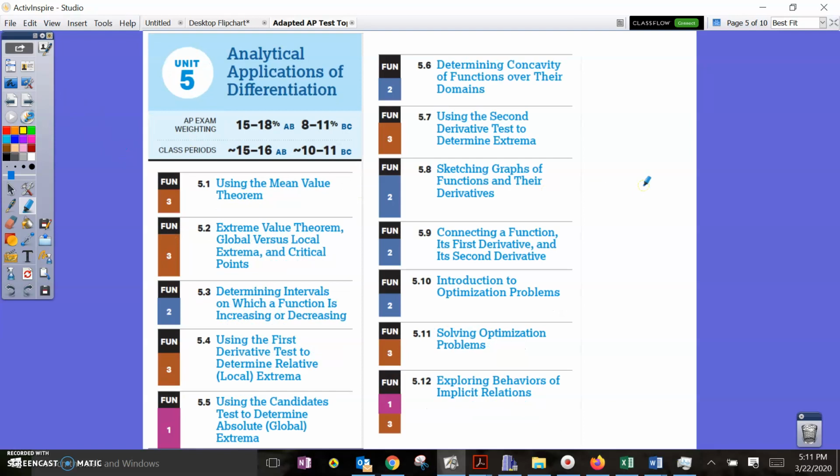Unit 5, the analytical applications of differentiation: how to use the mean value theorem, finding global and local extrema and critical points, increasing and decreasing of a function, first derivative test and second derivative test for extrema, using those local extrema to determine global extrema, determining concavity, being able to sketch graphs and their derivatives, and the connection between first derivative, second derivative, and a function. Also optimization, and exploring the behaviors of implicit relations. All of those topics, again, will appear on the AP exam this year.